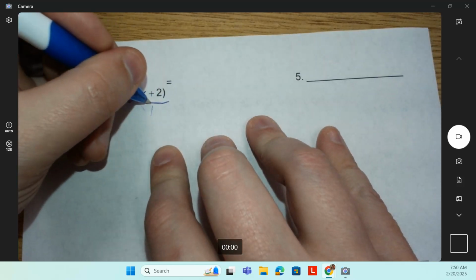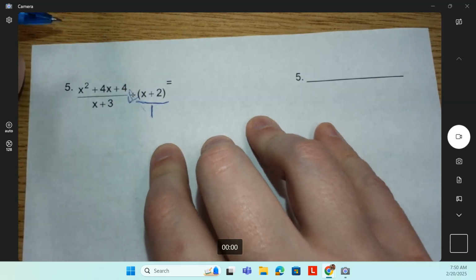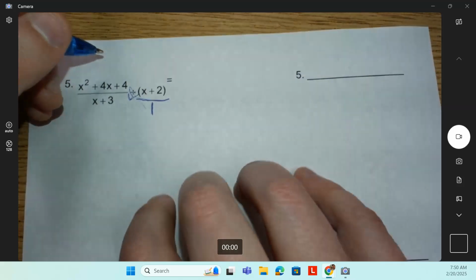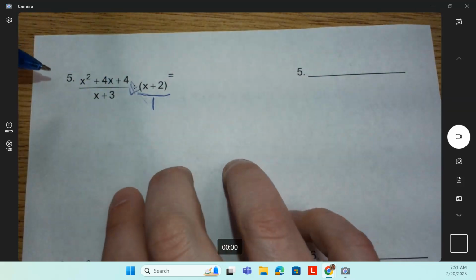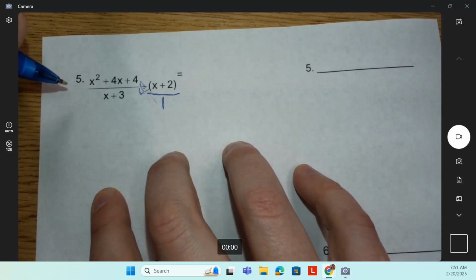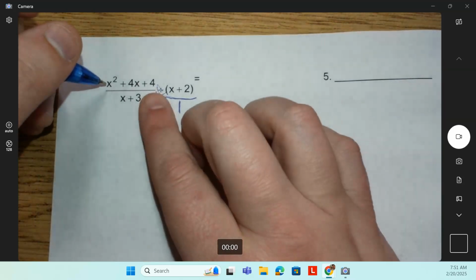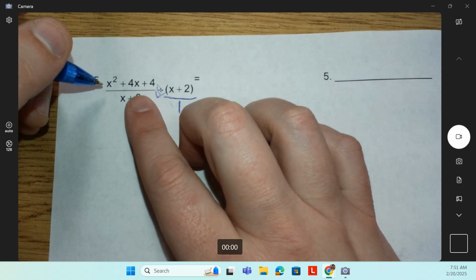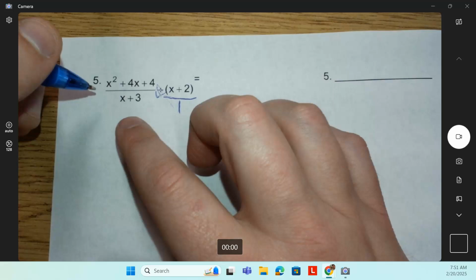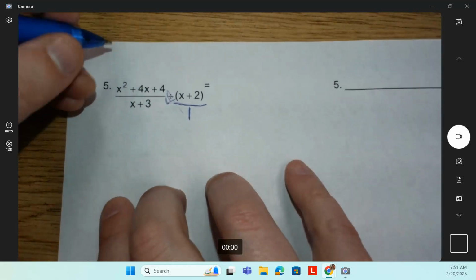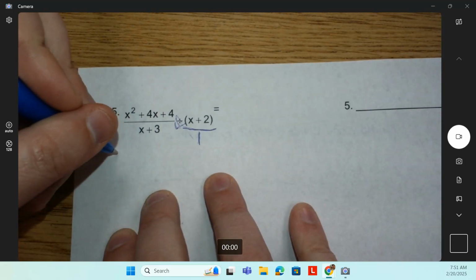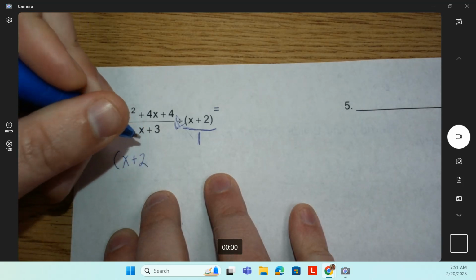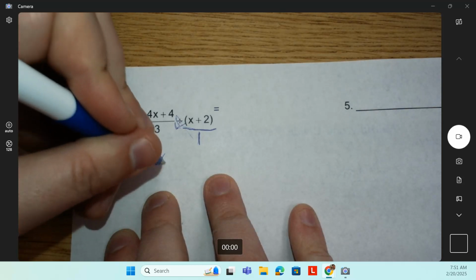So remember, you could rewrite this as a x plus 2 over 1, and those would swap. So that x plus 2 is just going to move to the bottom. So what I need to do here is factor out this one, and we should get to 2 times 2 and 2 plus 2 gives me 4. So my factors would be x plus 2 times x plus 2.